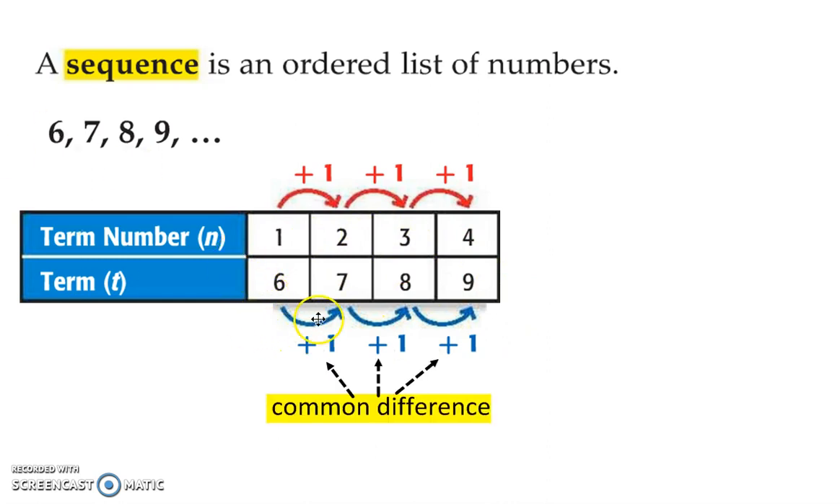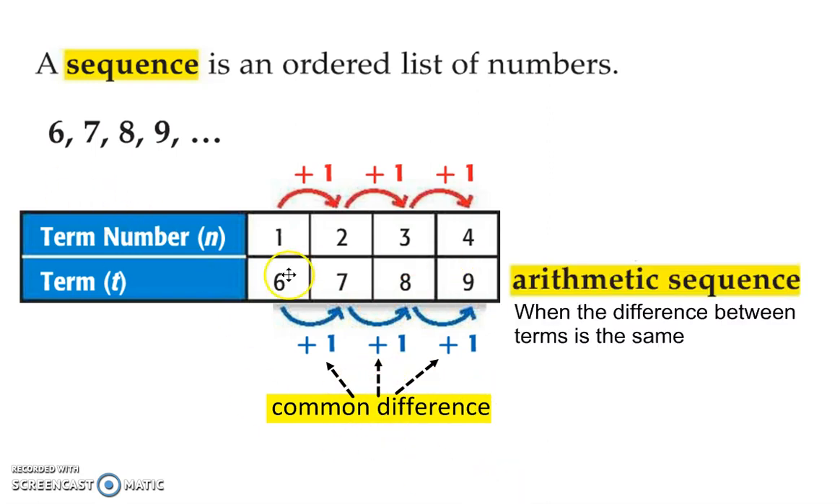And then the difference between each of these, notice that from 6 to 7 it only goes up 1. From 7 to 8 it goes up 1. That's called the common difference, often indicated with a D. If the difference between each of the terms is the same, it is called an arithmetic sequence.